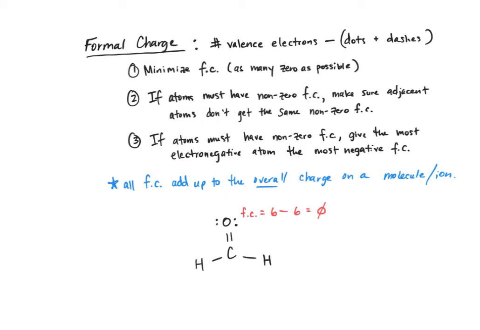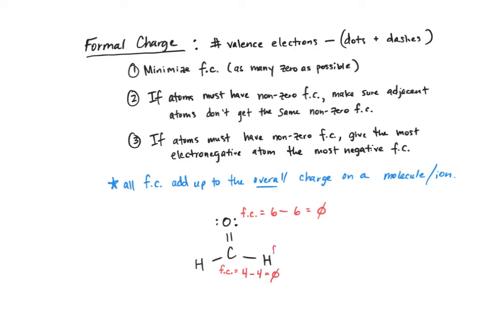For the central carbon atom, the formal charge is equal to the number of valence electrons that carbon has. Carbon's in group 4A. It has 4 valence electrons. In this Lewis structure, there are no dots or lone pairs of electrons around the central carbon atom, but there are 4 bonds, 1, 2, 3, 4 dashes. So to calculate carbon's formal charge, I'll say that it's 4 minus 4, or 0.